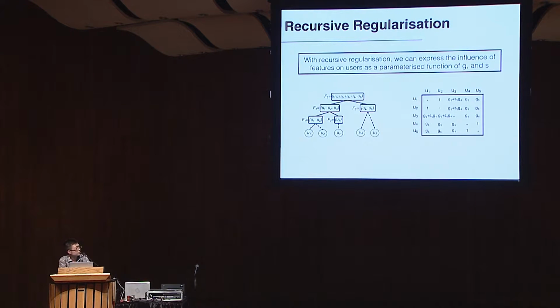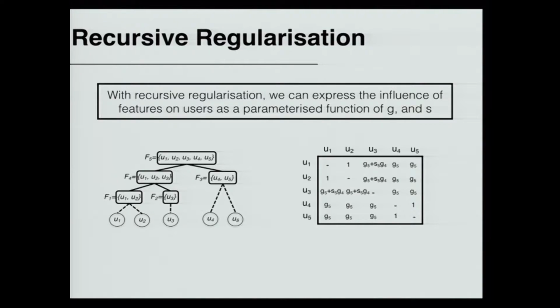With recursive regularization, we can express the influence of features on users as a parameterized function of G and S. For example, if we consider U1 and U3, since both of them are influenced by features F4 and F5, then we have the influence of the dissimilarity between them like this.